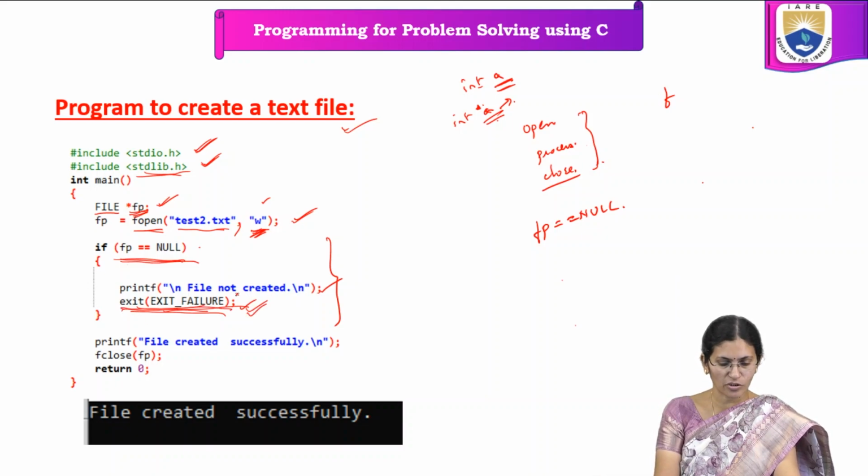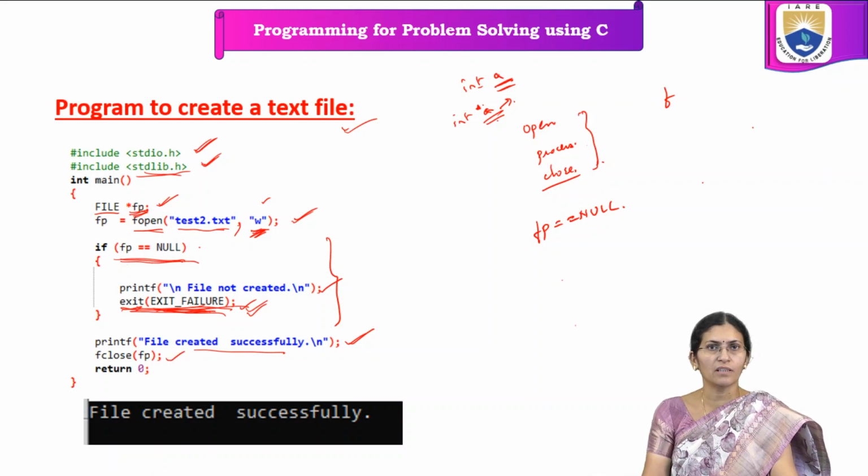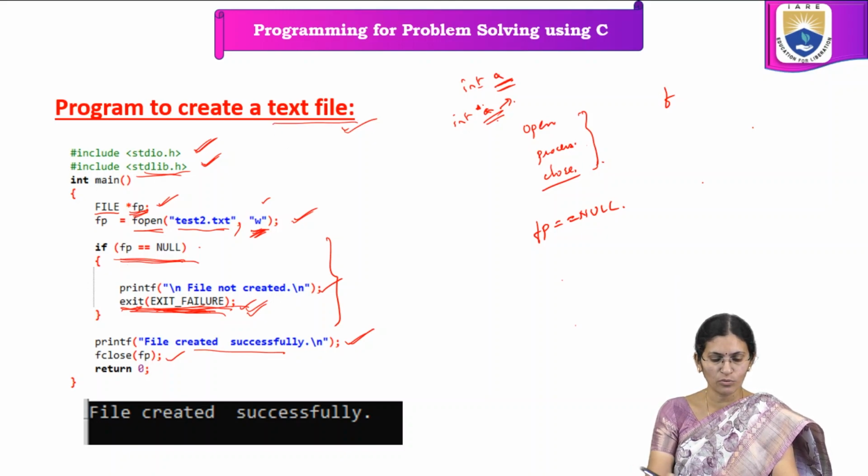This is done with the help of the exit function. The exit failure value is defined in the header file stdlib.h. It is a non-zero value, so this will return with some error value. After this line, if the file is opened successfully, then the statement that the file is created successfully will be executed. After that, we need to close the file. In this program, we have just written the program to create a text file. Creating a text file is nothing but opening the file in write mode, specifying the name of the file.